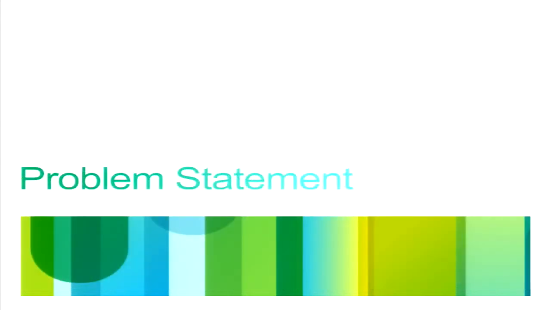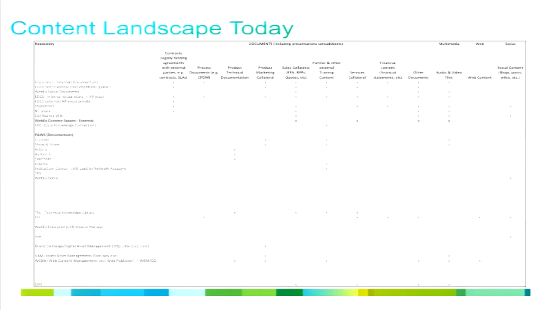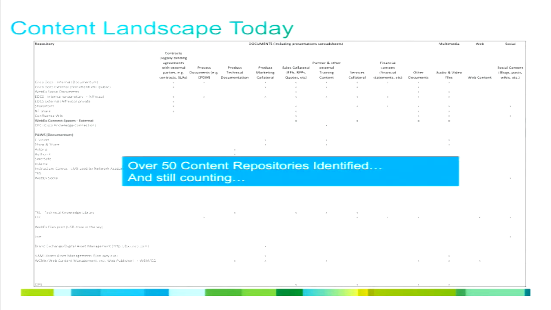So the problem statement is basically that our content landscape today is insanely complicated. Now, I don't expect people to be able to read this. I can't even read it, and I'm standing right here. But the point is, this is a list of our content systems on the left, and across the top is the different features and functions that we use them for. So you can see there's a lot of them, and there's a high degree of overlap. So that's our problem. We have over 50 content repositories identified, and still counting.